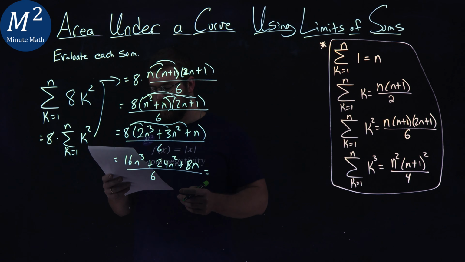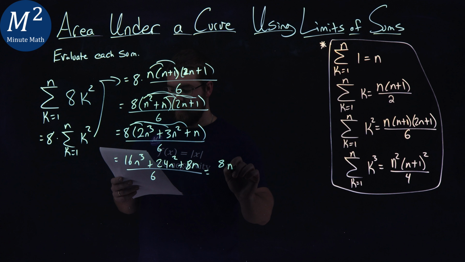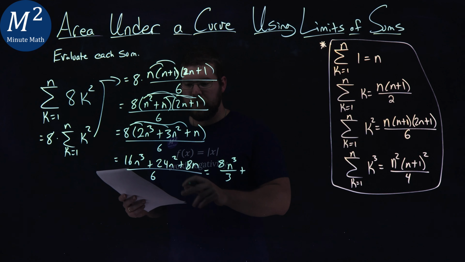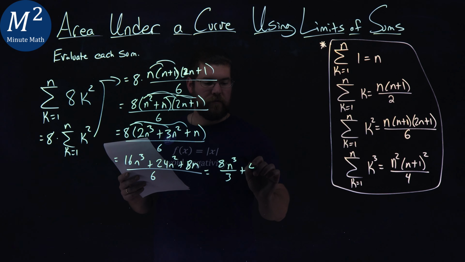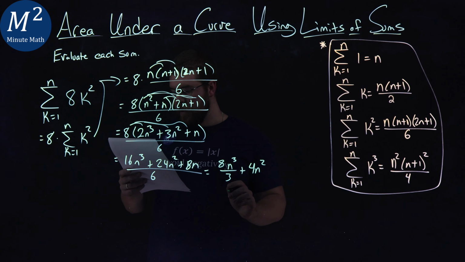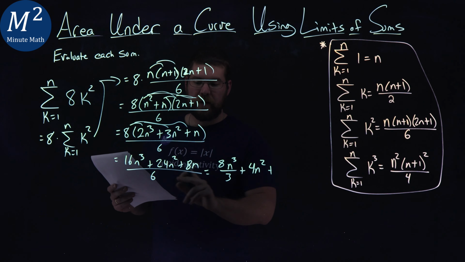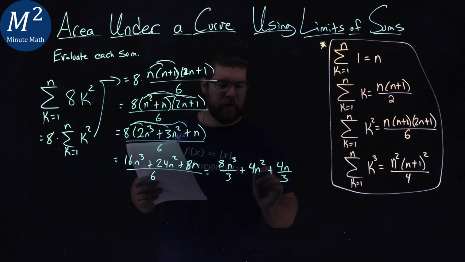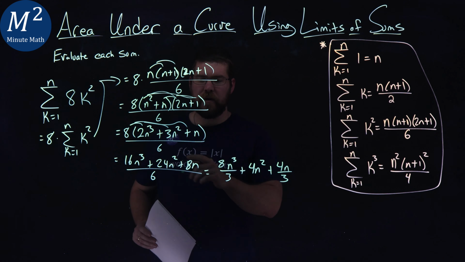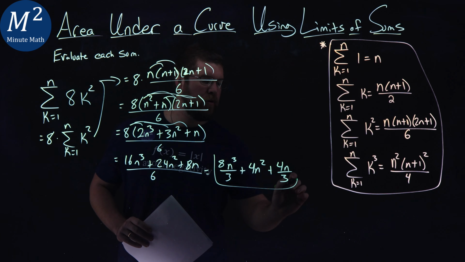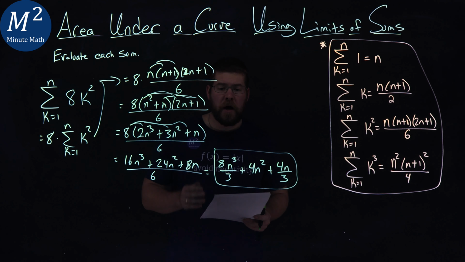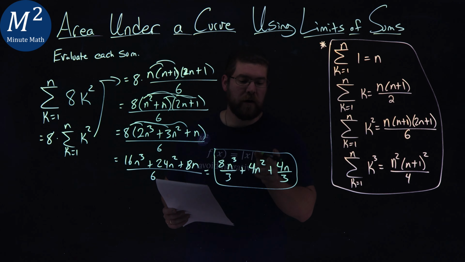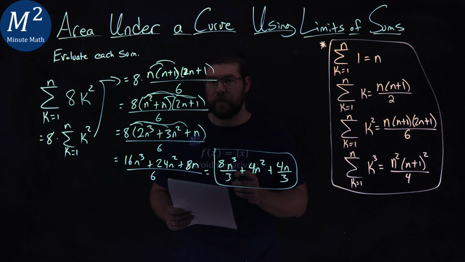16 over 6 simplifies to 8 thirds, so we have 8n to the third over 3, plus I'm going to break it up each part. 6 goes into 24 4 times, 4n squared. Then lastly, 8n over 6 becomes 4n over 3. This may not look necessarily simpler than it could have been just by one big fraction, but later on this becomes important. So our final answer here is 8n cubed over 3 plus 4n squared plus 4n over 3.